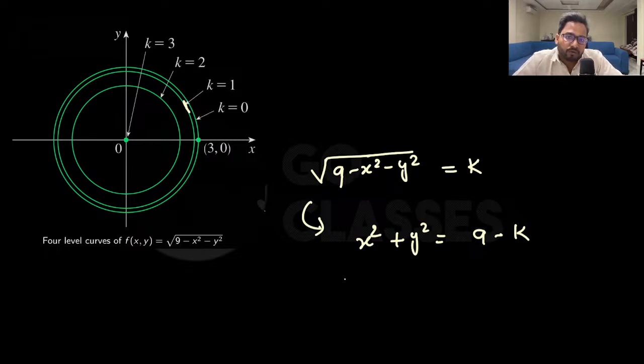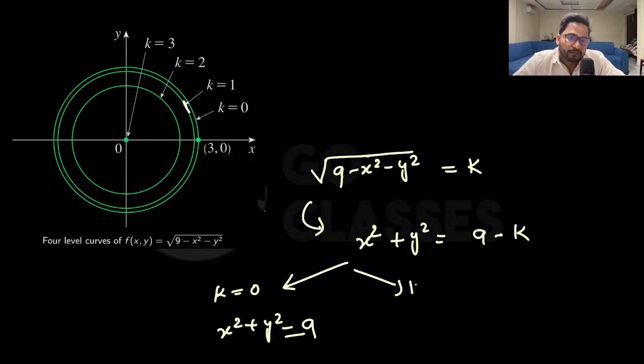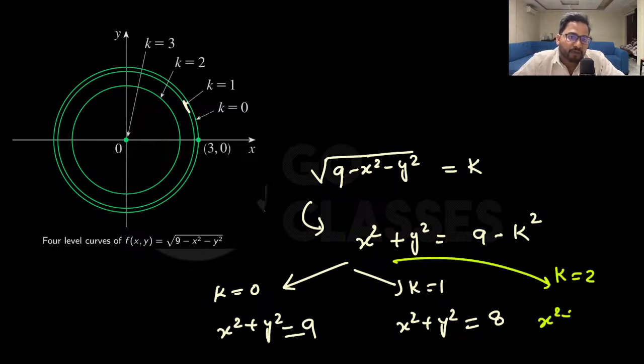Now for k equal to 0, it is x square plus y square equal to 9. For k equal to 1, it is x square plus y square equal to 8. Now for k equal to 2, it is x square plus y square equal to 9 minus 4, which is 5, right? So initially, since it is going through 3, 0, because it is 9, the first is x square plus y square equal to 9, then the second one is equal to 8, then the third one is directly 5.